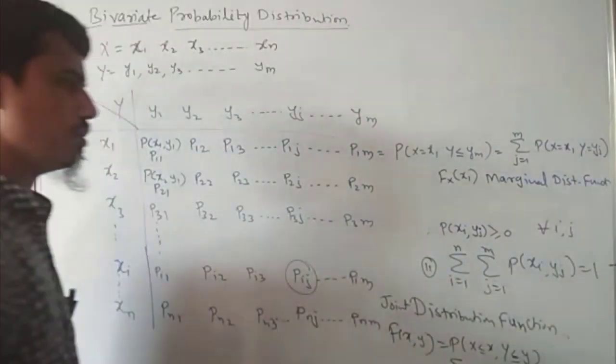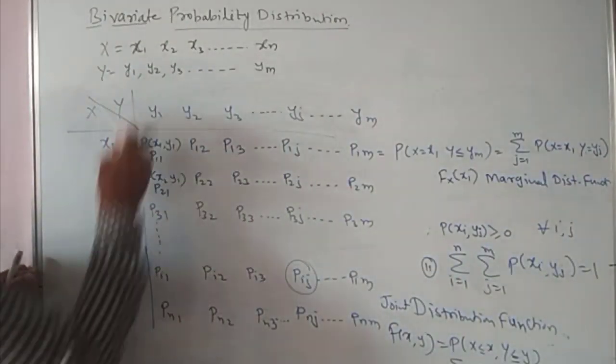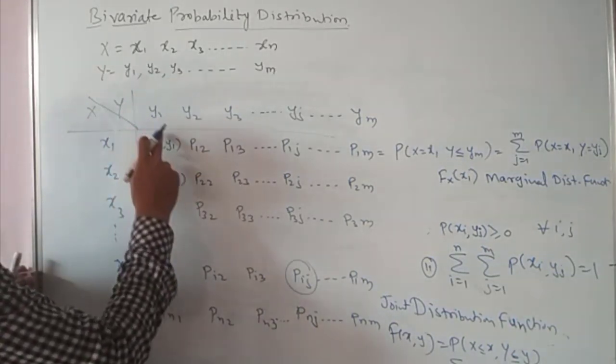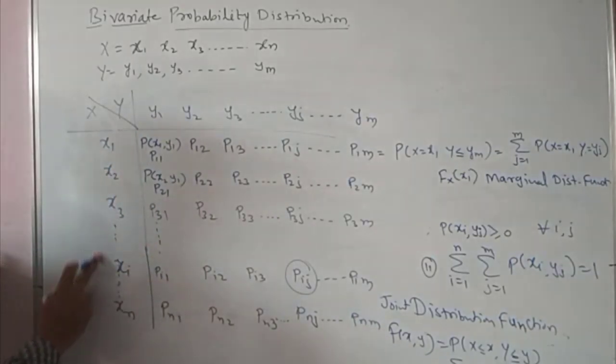This is known as marginal distribution function. Similarly, come to this first column here. Throughout this first column, the y is constant. We are taking the y value as the y1 only, and we are varying the value of x.